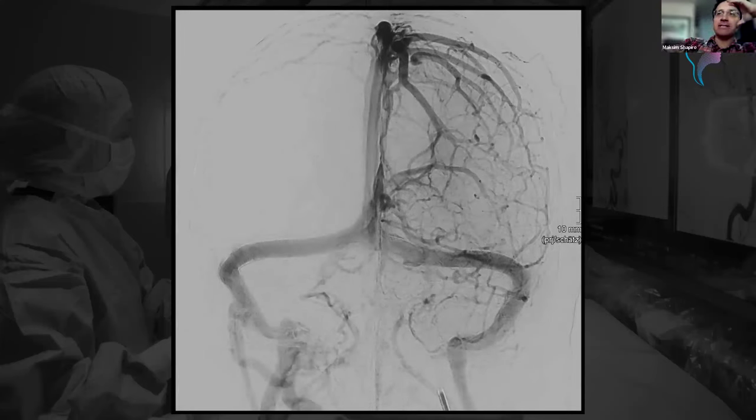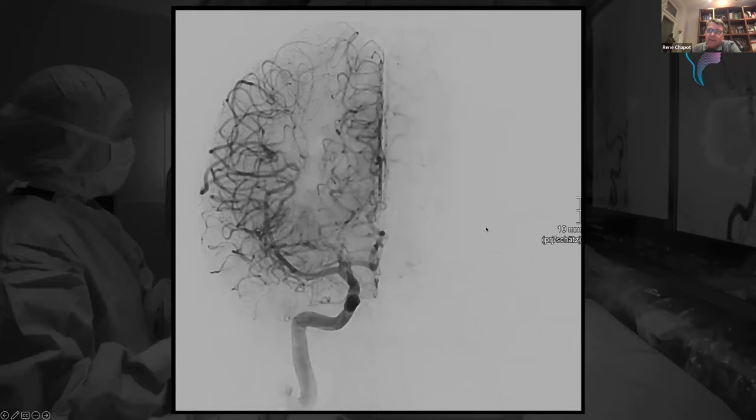Did you measure pressures at the end? We did not, but we were sure that it was normal. We did it in a couple of other patients where then it went back to normal. And here we saw very few transcranial veins. This is left side, same from the other side.